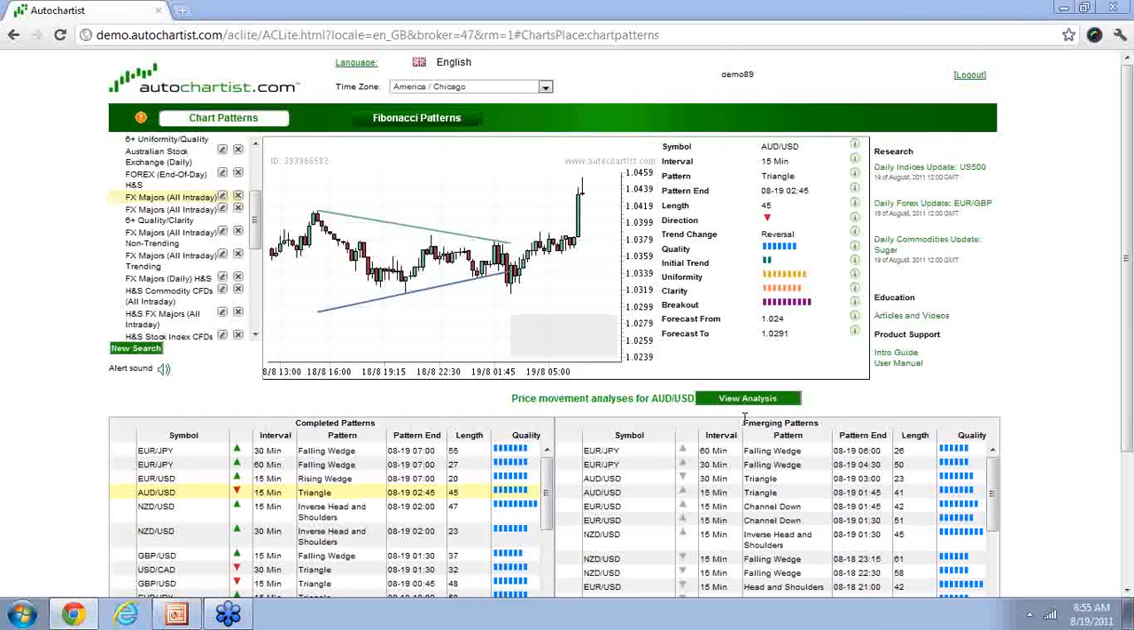And so you want to use these Auto Chart triangle patterns to help you predict when the market's going to move, but not necessarily the direction. So that's my personal preference. I prefer the triangle patterns.